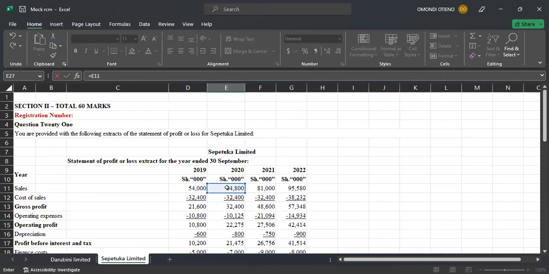So for 2020, he takes the figure for 2020 and divides it by the 2019 figure, minus 1.